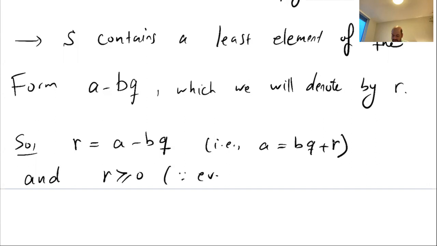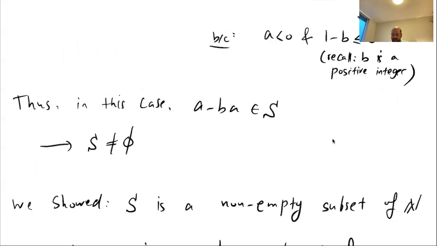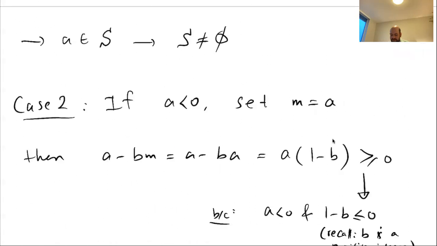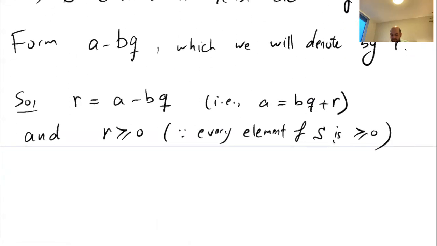Why? Because every element of S is bigger than or equal to 0, right? S was elements of the form A minus BM, where these values are bigger than or equal to 0. So every element of S is bigger than or equal to 0. R is one of them. Therefore, R is bigger than or equal to 0. So I have A equals BQ plus R, and I have R bigger than or equal to 0.